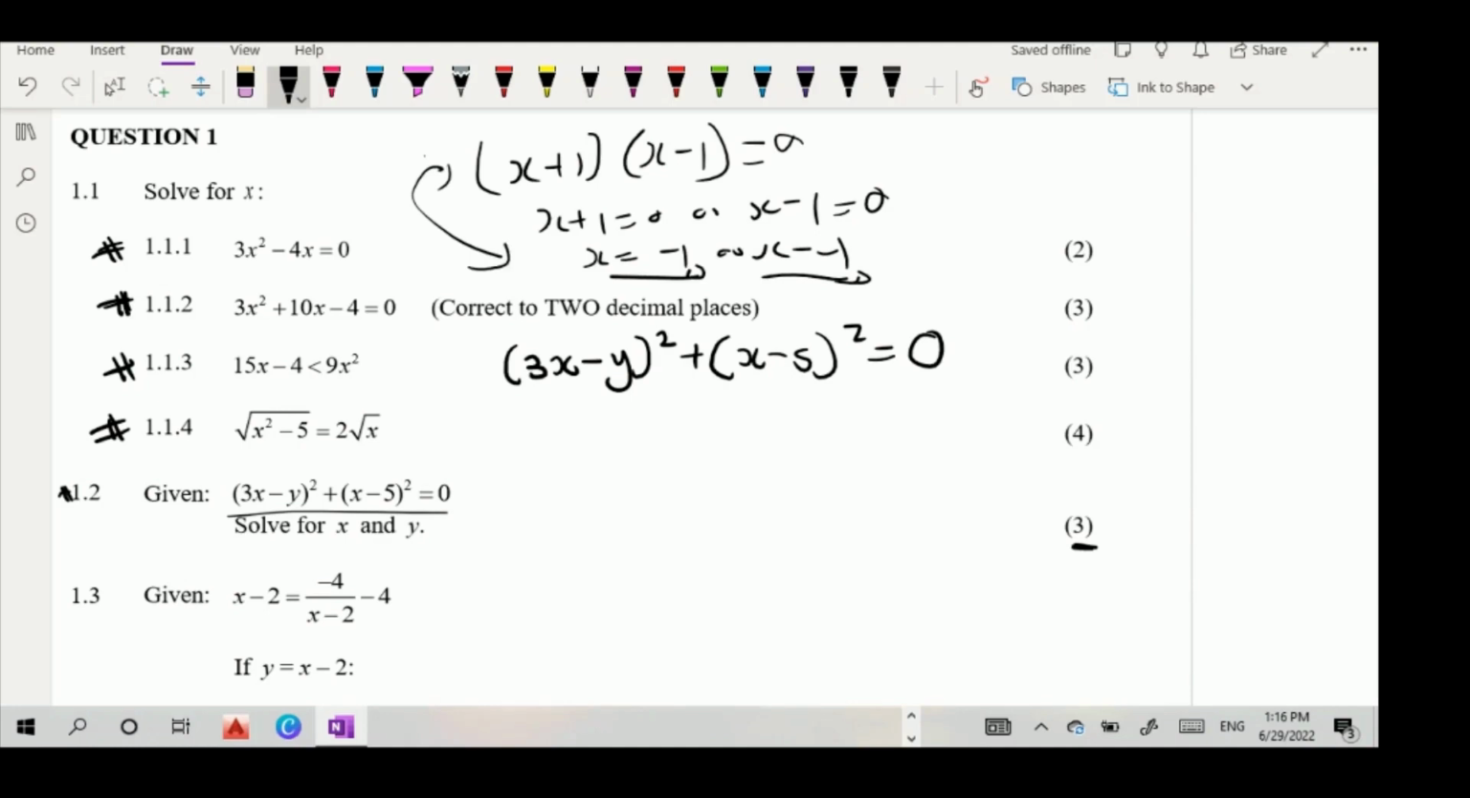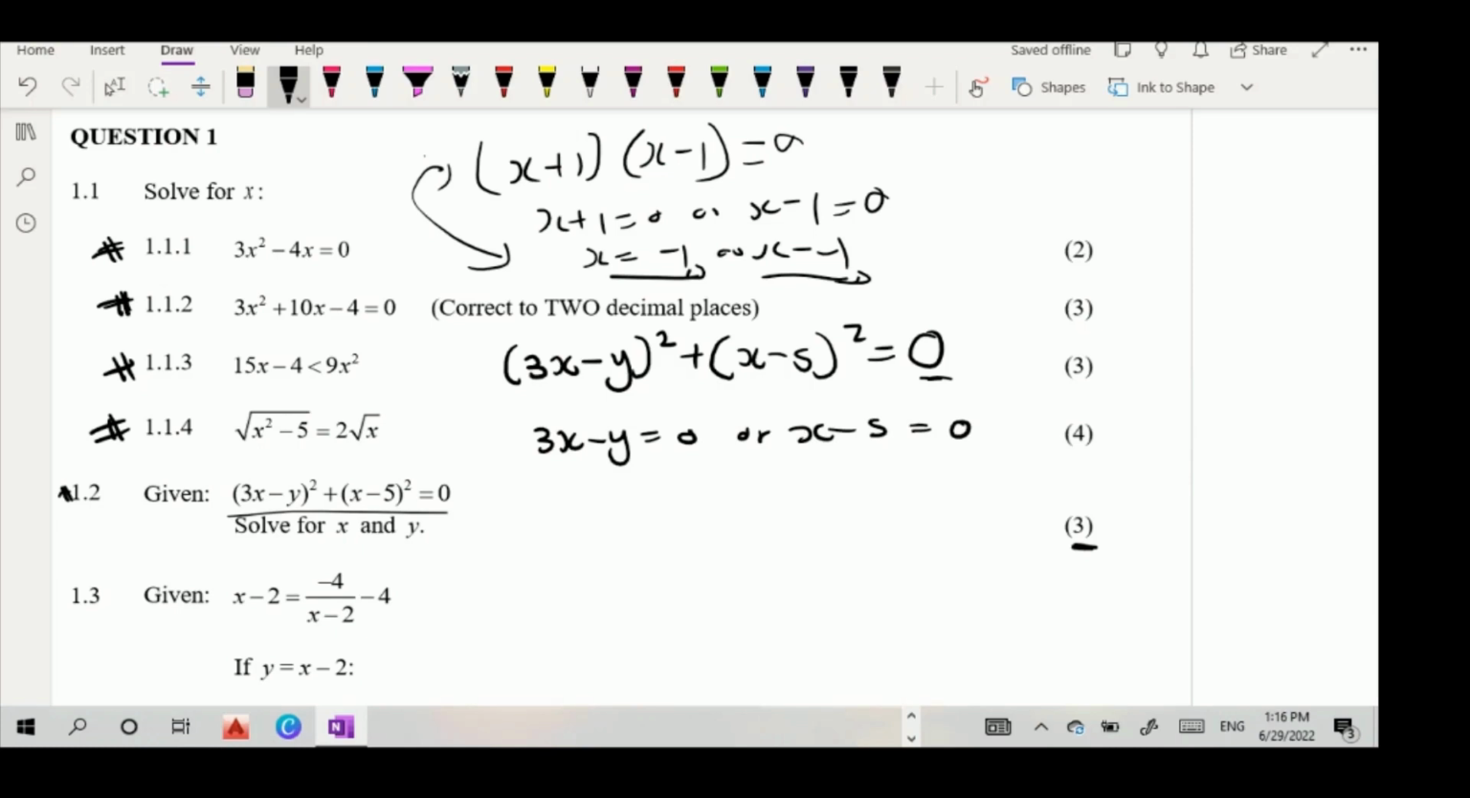So the same concept you apply here, meaning that what's inside is going to be equal to 0. What's inside the brackets, the squared brackets. So it's going to be 3x minus y is equal to 0, or x minus 5 is equal to 0.